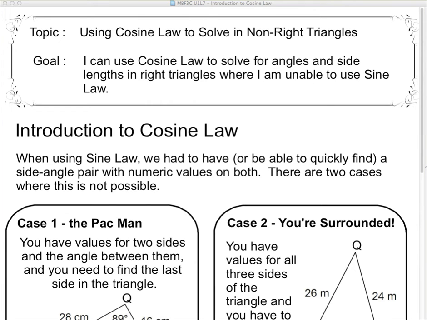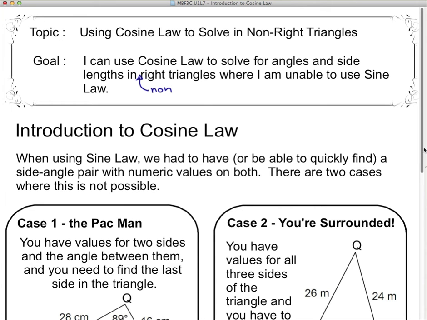So our topic today: using cosine law to solve non-right triangles. I can use cosine law to solve for angles and side lengths in, that should say non-right triangles. I made a mistake there, ladies and gentlemen. Let's go and put the word non in here. In non-right triangles, where I am unable to use sine law.